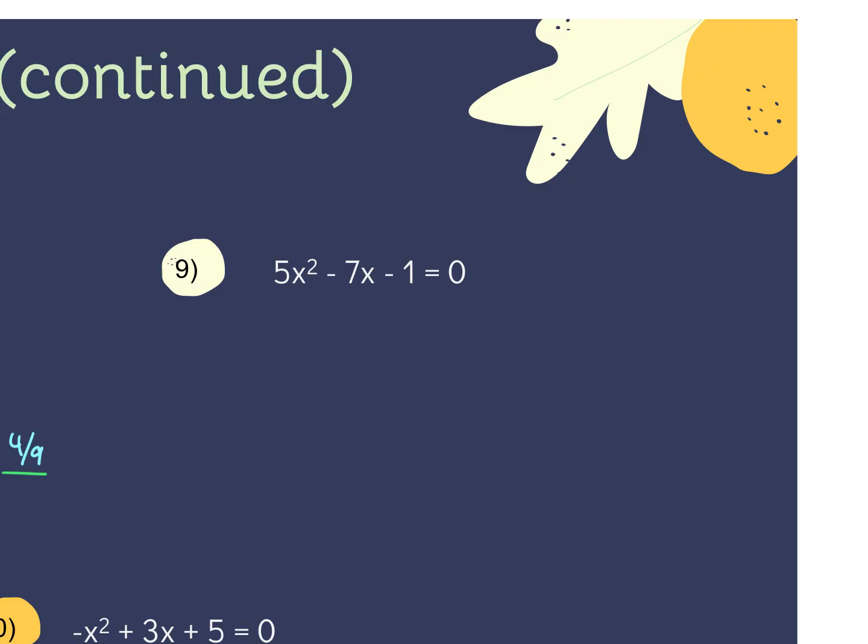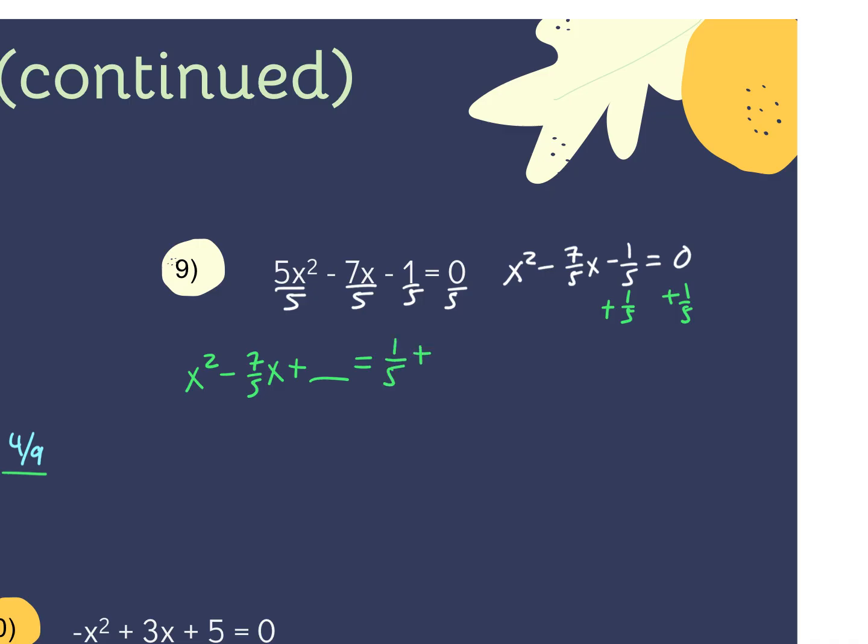Again, first thing we want to do, divide by 5. Make sure a is equal to 1. So divide everything by 5, and then I get x squared minus 7 over 5x minus 1/5 equals 0. And then we start our process, right? Add the 1/5 on both sides. Let me write it over here. It's going to get me x squared minus 7 over 5x plus the blank equals 1/5 plus the blank.